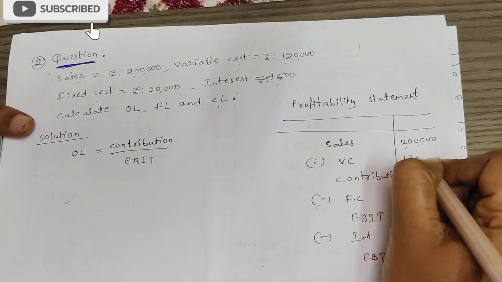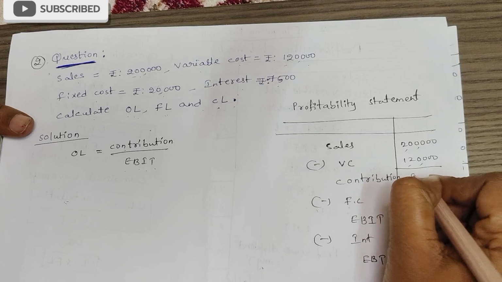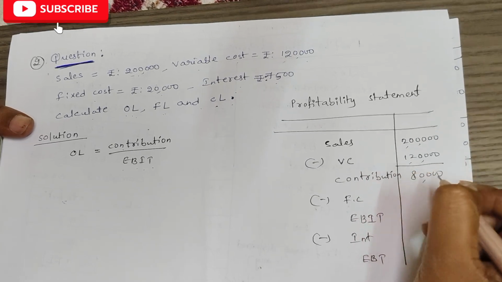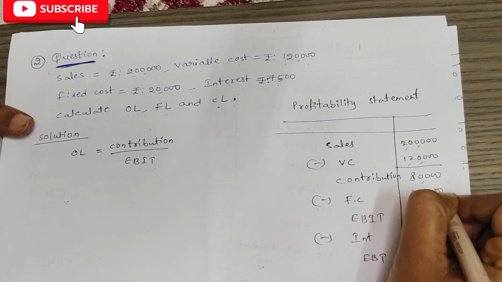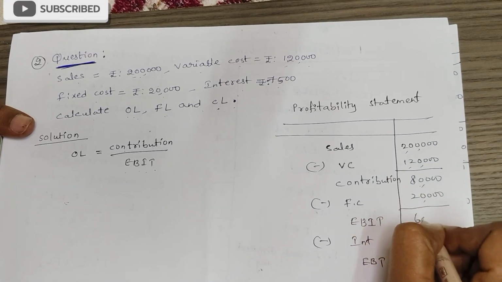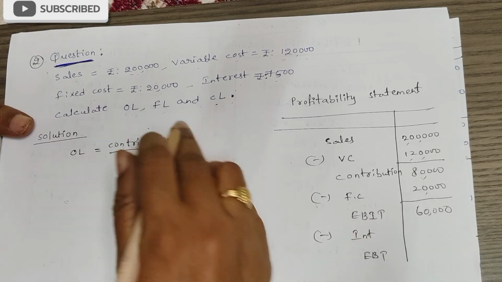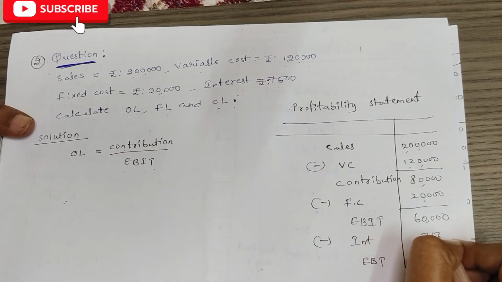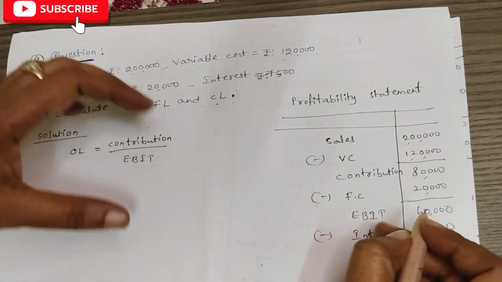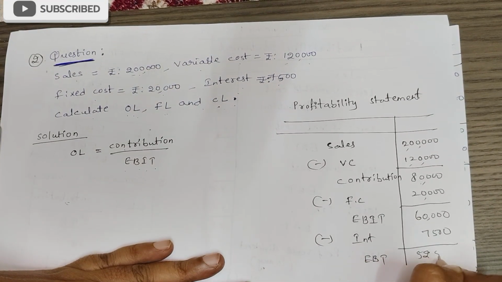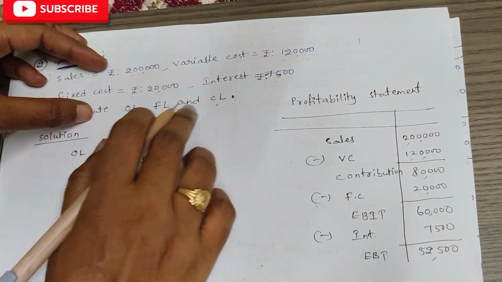Variable cost 1,20,000. So 2 lakhs minus 1,20,000, 80,000. Okay, 80,000 minus fixed cost 20,000. Then you will get 60,000. What is this 60,000? Earnings before interest and tax. So minus interest, how much? 7,500. Then what is our balance amount? 52,500. Okay, so by using these details, we can calculate OL, FL and CL.